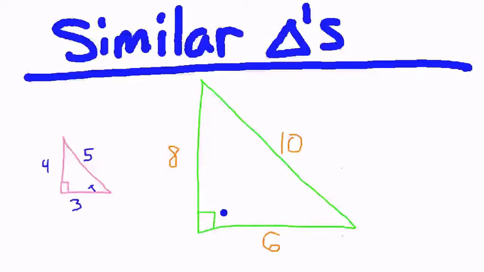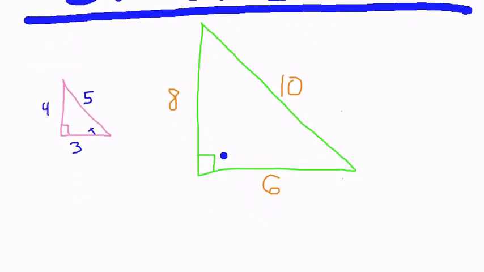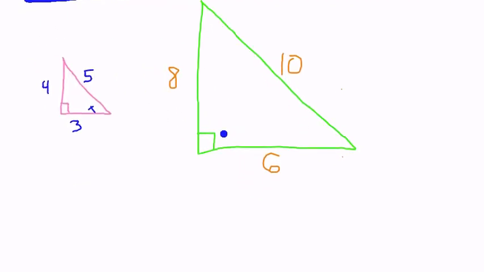Similar triangles have side lengths that are proportional. That means if I take any side from triangle number 1 and multiply it by the scale factor, I will get the corresponding length of triangle number 2. So in this case, the scale factor is 2.